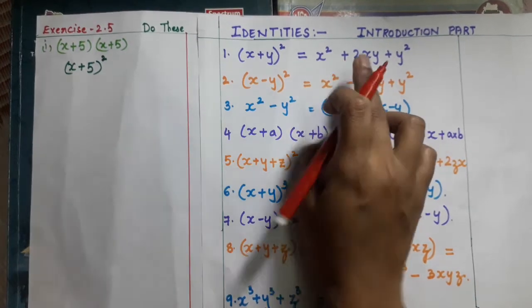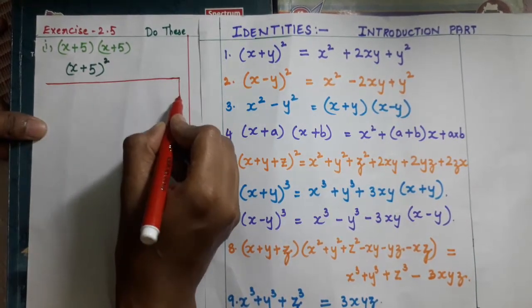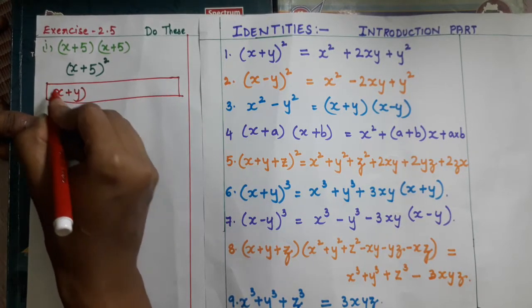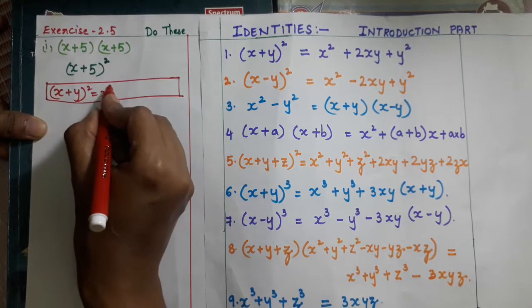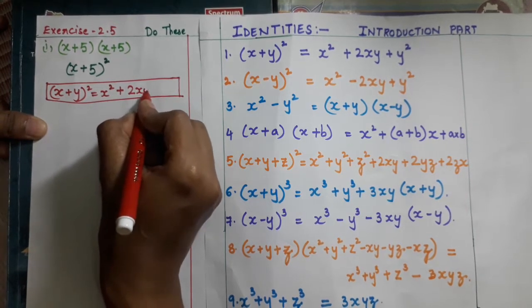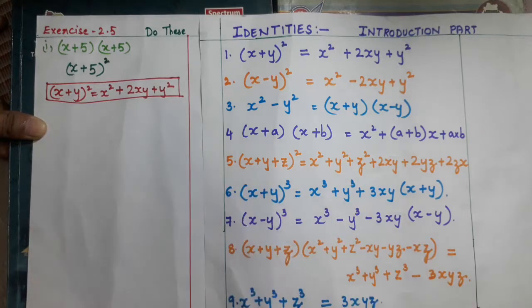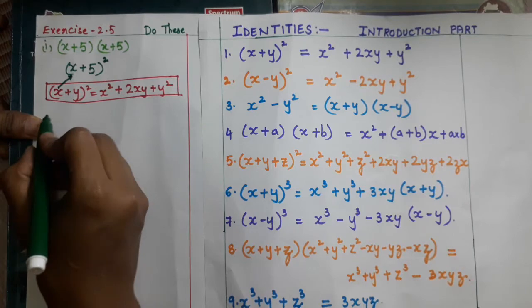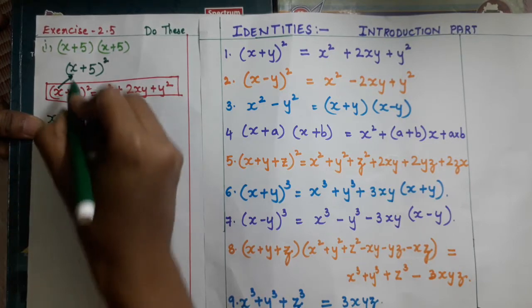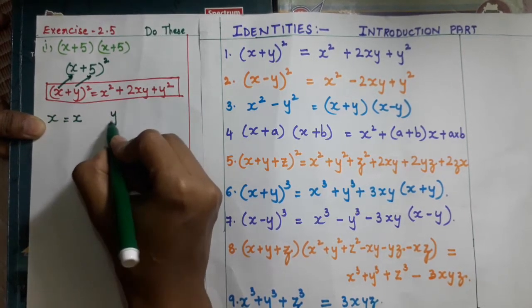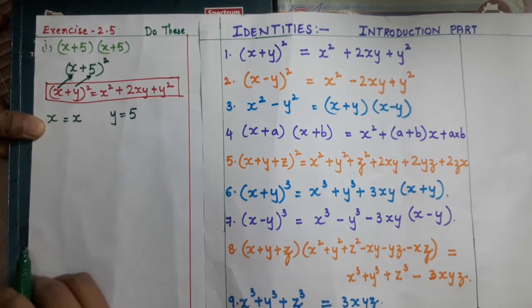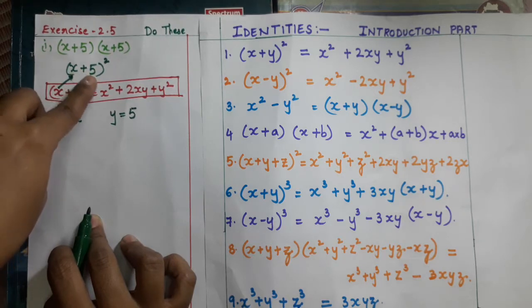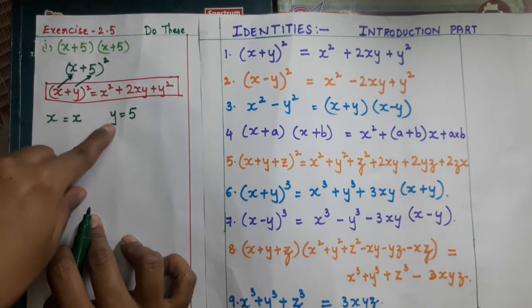First identity. So first I'll write the formula. You have to write the formulas in boxes. Yes or no children? (x + y) whole square is equal to x square plus 2xy plus y square. Now see here, x is nothing but x itself, so x is equal to x. What is your y? y is equal to 5. So x is nothing but x itself, y is nothing but 5.